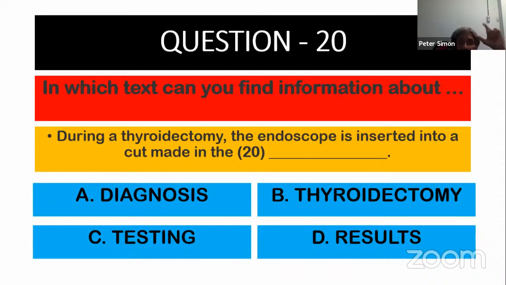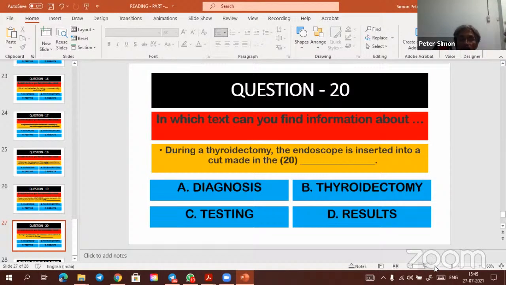So here during is the key word. During, in between that time. During means while. During is a very important word here. During the procedure, during a thyroidectomy. So you should know which word is very important. Result means outcome. During means process. During means process, procedure.